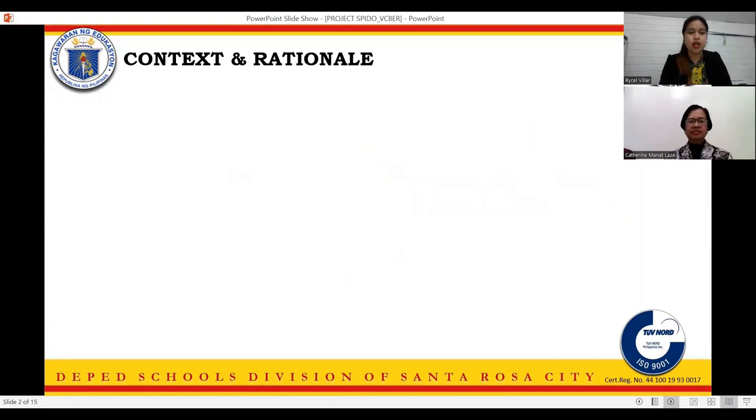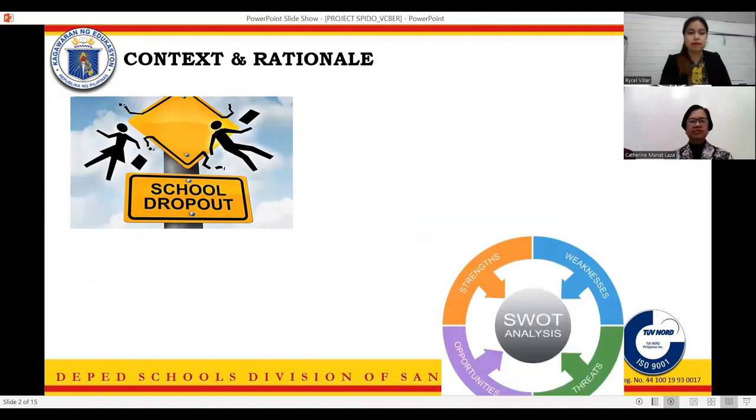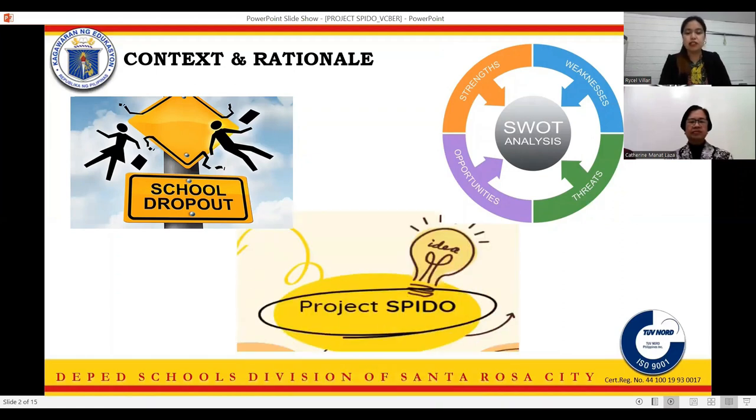Context and rationale. When a school does not achieve a 100% enrollment rate, there are consequences. One of the numerous causes is the school's high dropout rate. A root cause analysis was undertaken at Santa Rosa Elementary School Central 3 on the elements that influence students dropping out of classes. According to the findings, socioeconomic position or financial resources, low academic achievement, and the teacher-learner connection are the primary causes of student dropout.